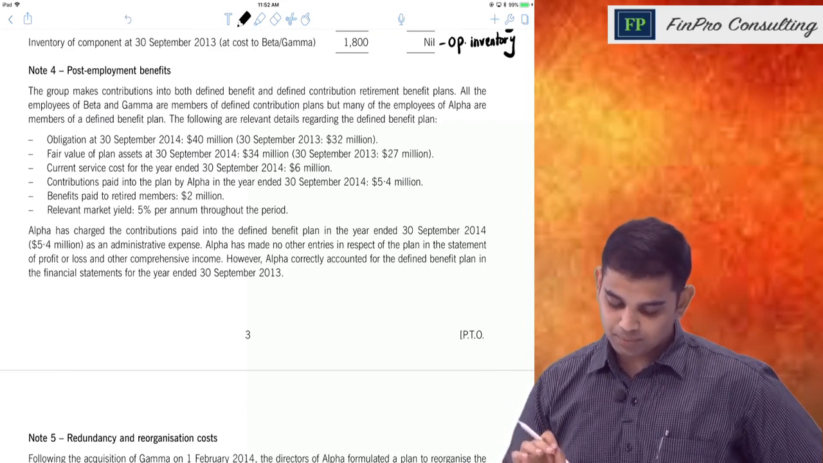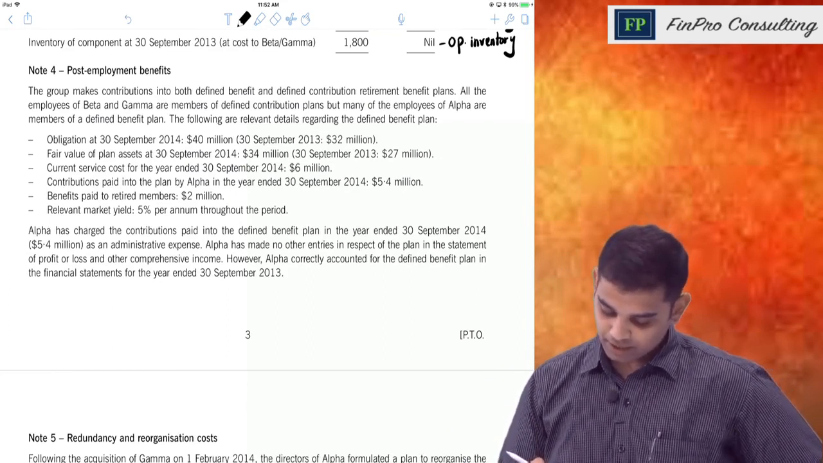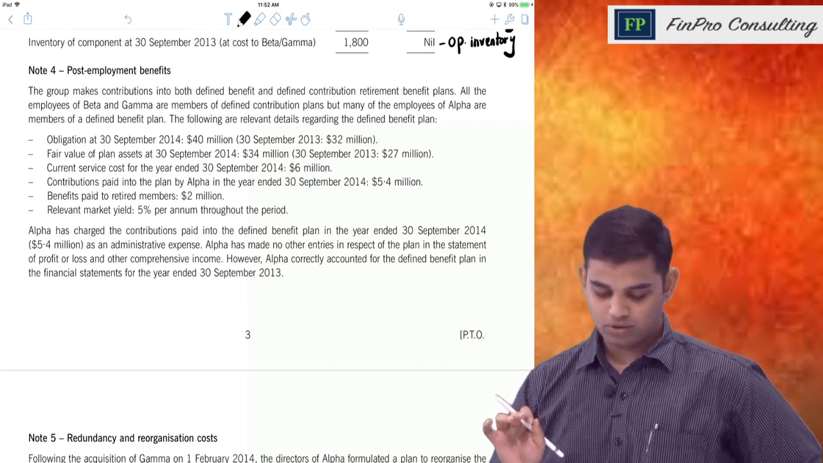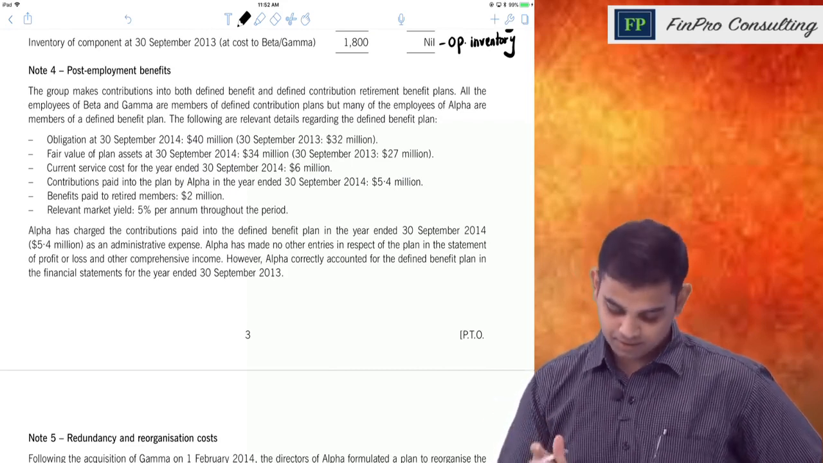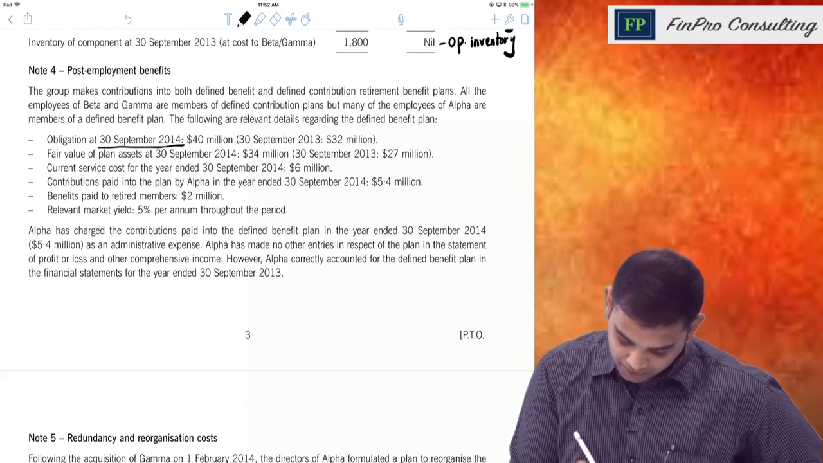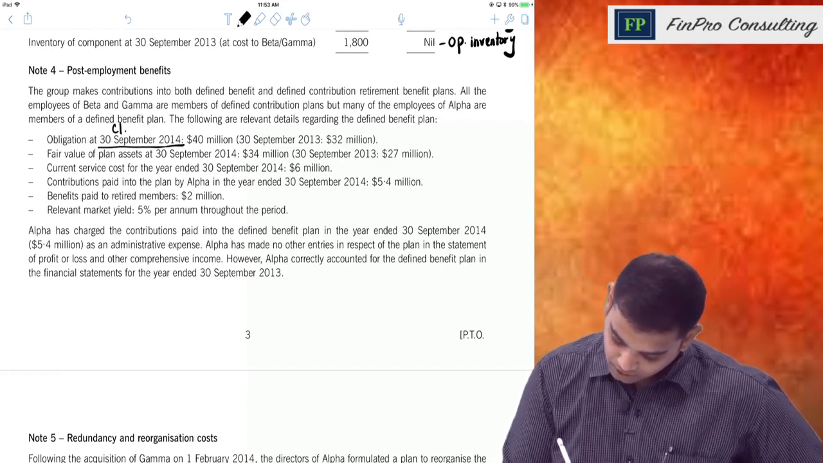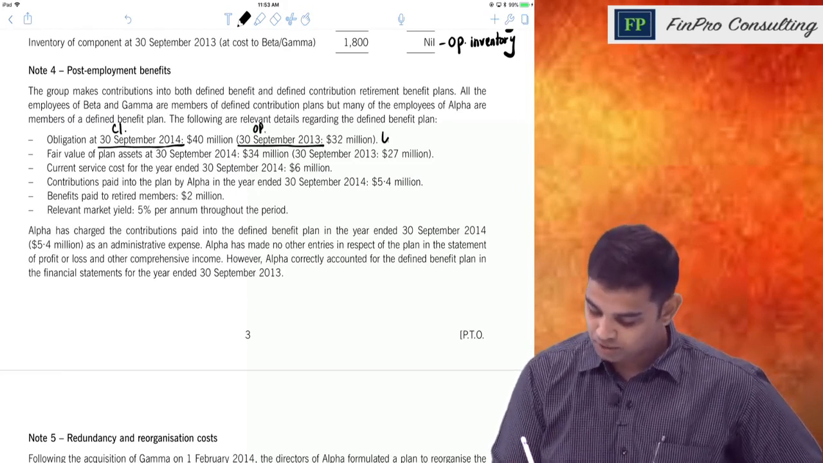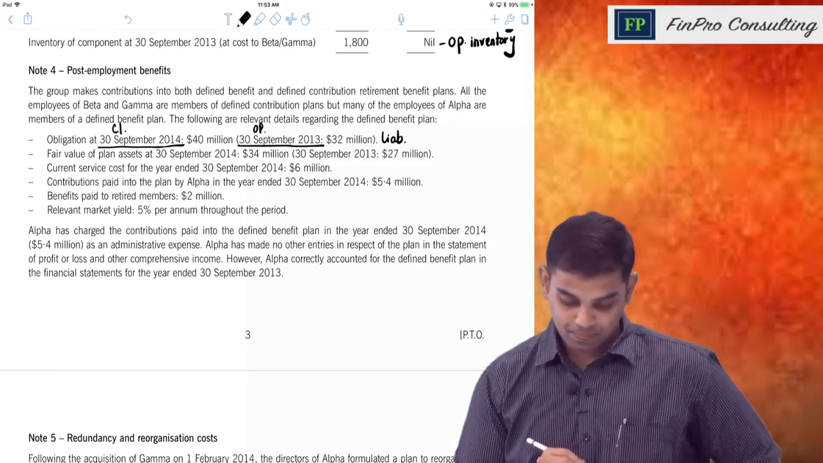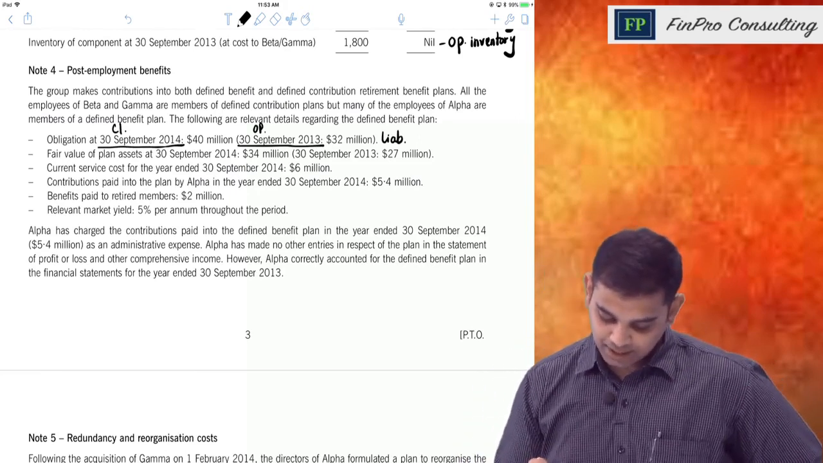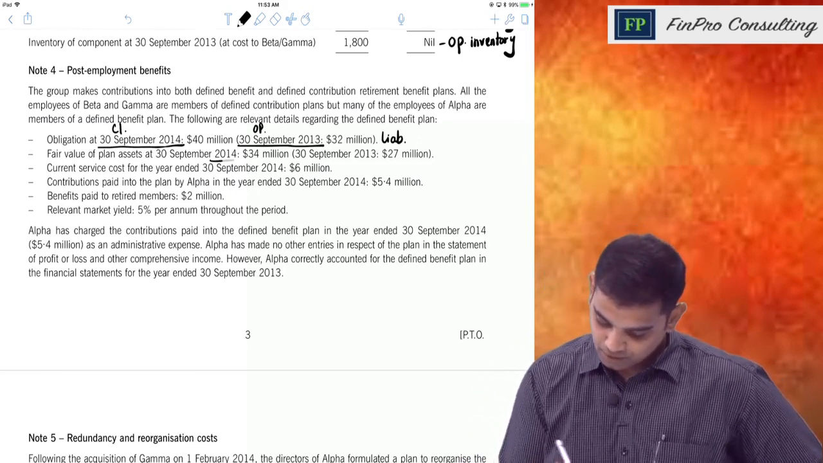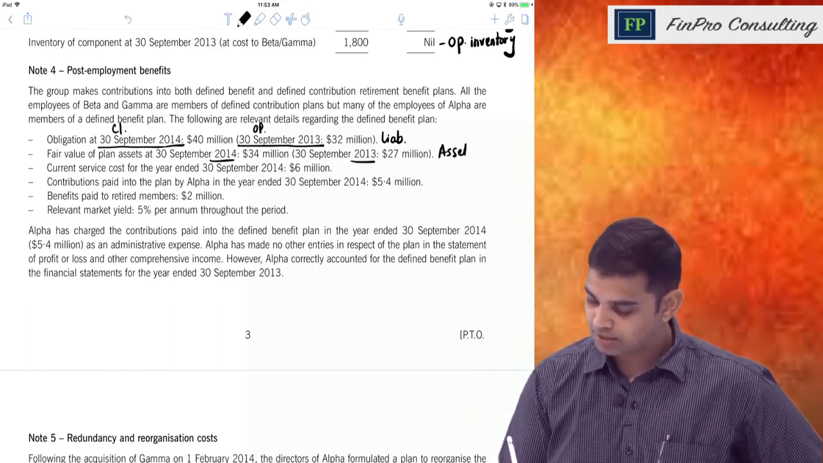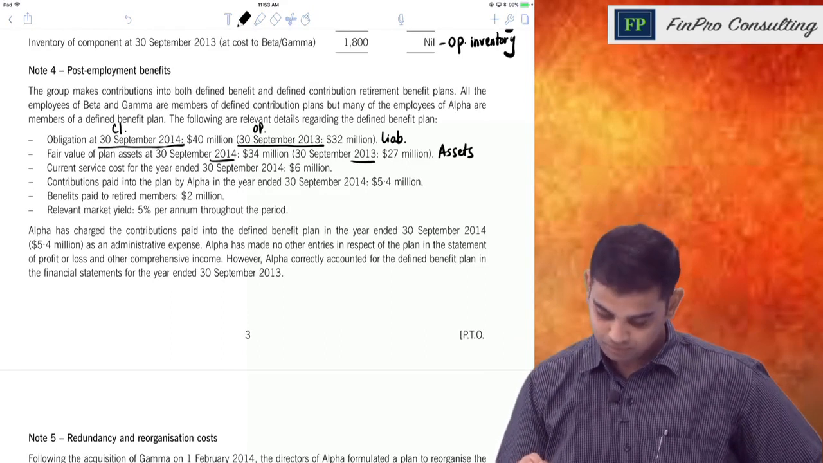Obligation at 30th September 14, 40 million, and 30th September 13, 32 million. So obligation means it is a liability. So this is basically my closing, and 30th September 13 is my opening. So I have a liability, opening and closing balances. Then fair value of plan assets at 30th September 14 and 30th September 2013. So I have opening and closing balances of assets.